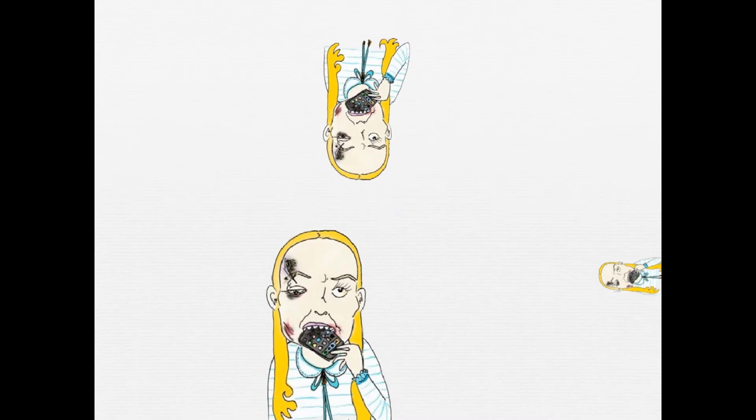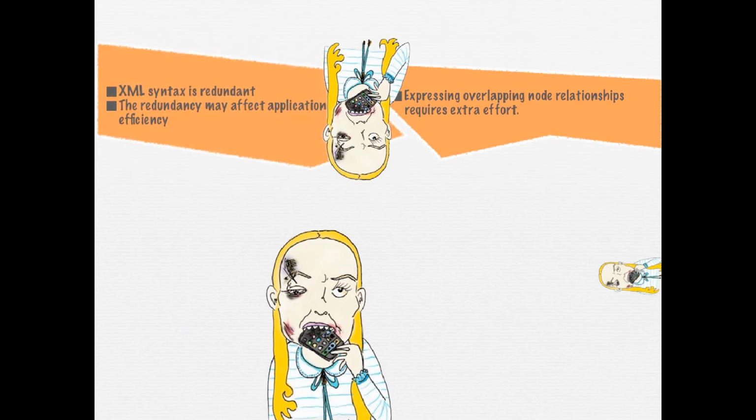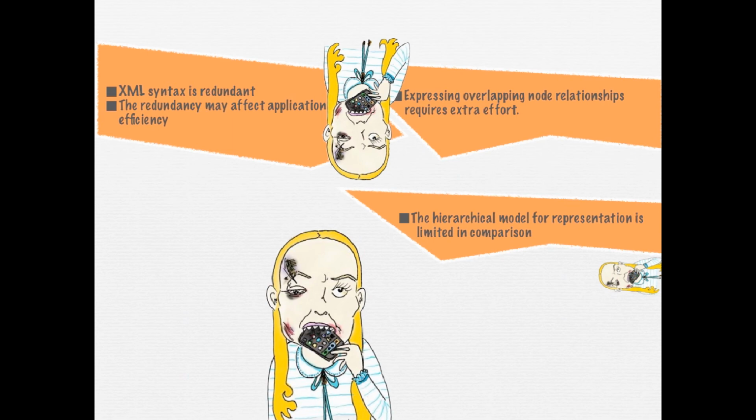Disadvantages of XML. First, expressing overlapping node relationships requires extra effort. Second, XML syntax is redundant or large relative to binary representations of similar data. The redundancy may affect application efficiency. Third, the hierarchical model for representation is limited in comparison.